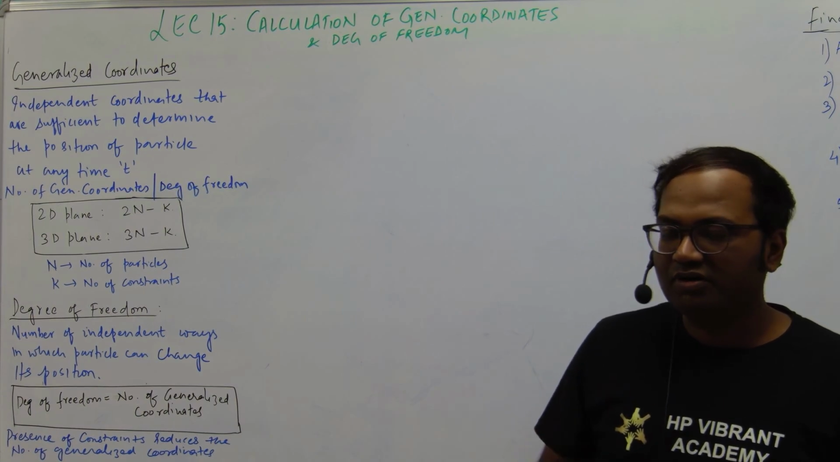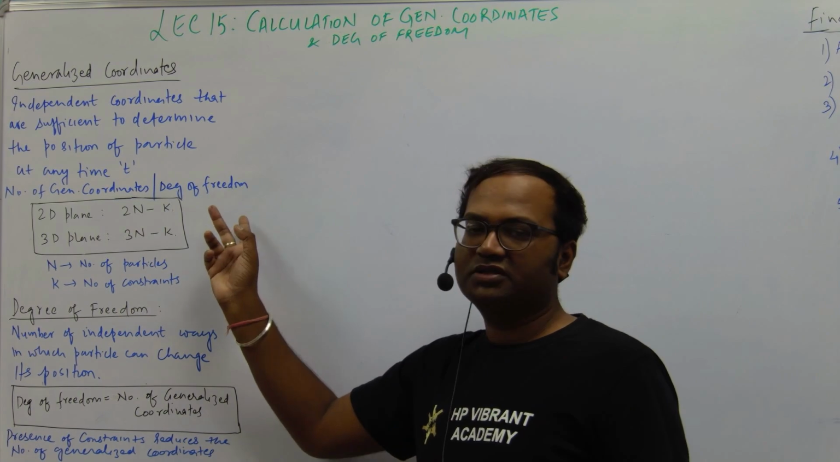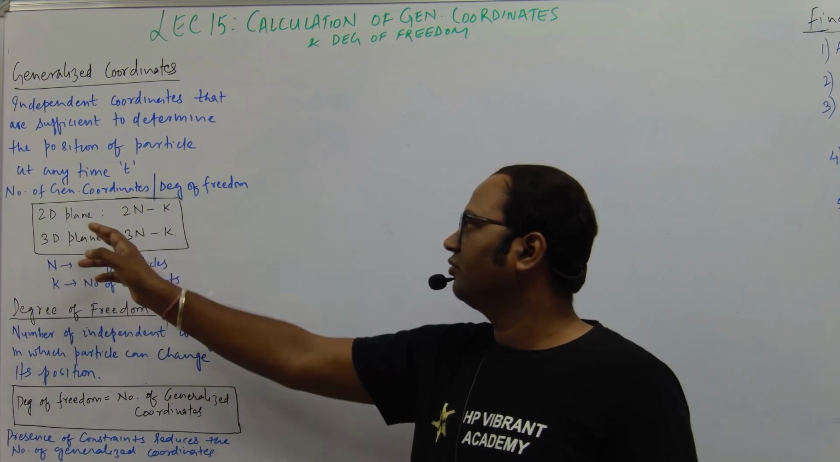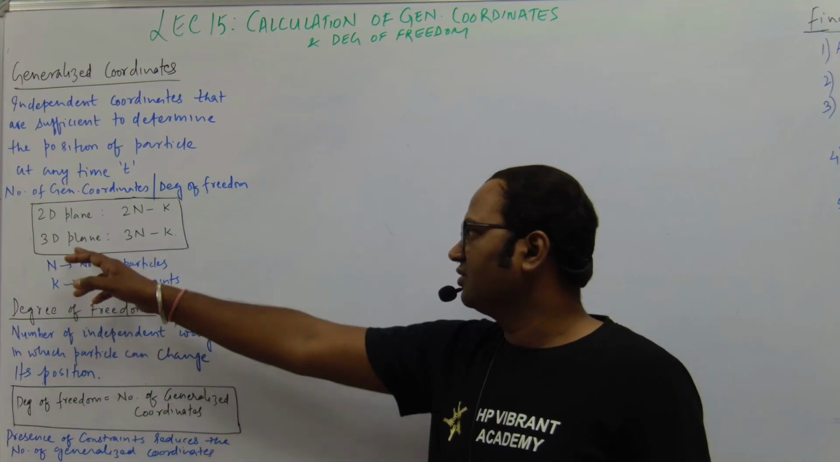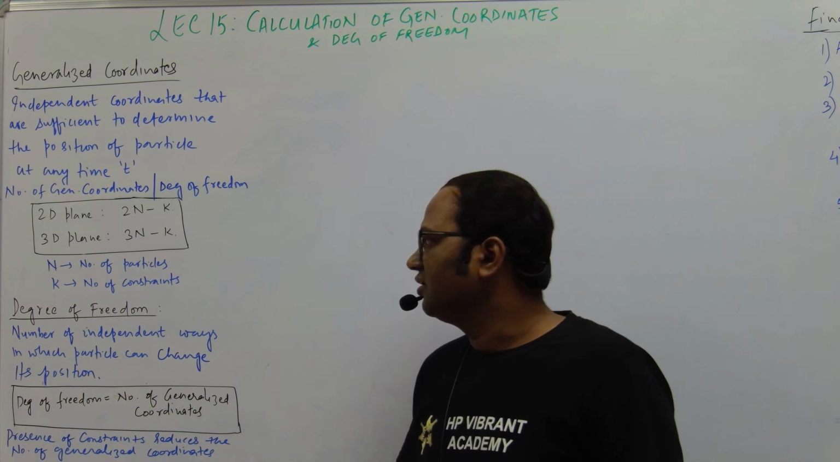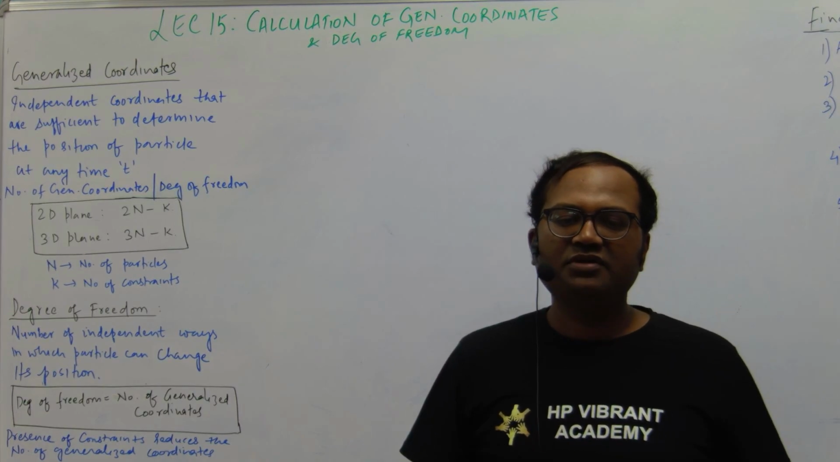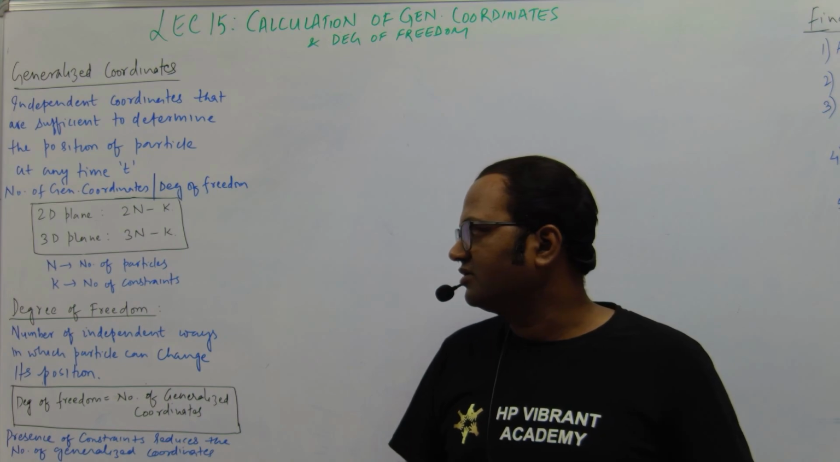Number of generalized coordinates: the number of generalized coordinates and degree of freedom, both are the same. The number of generalized coordinates is equal to degree of freedom. So how can we find it? In 2D plane it is 2n minus k, and in 3D plane it is 3n minus k, where n is the number of particles and k is the number of constraints. And what is the degree of freedom? The number of independent ways in which the particle can have motion is known as degree of freedom.